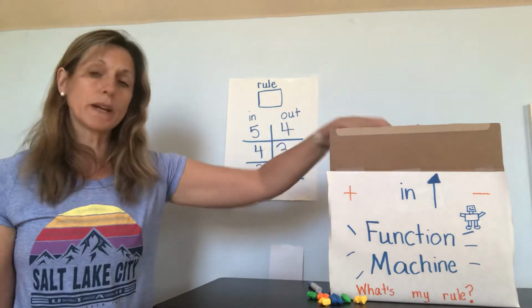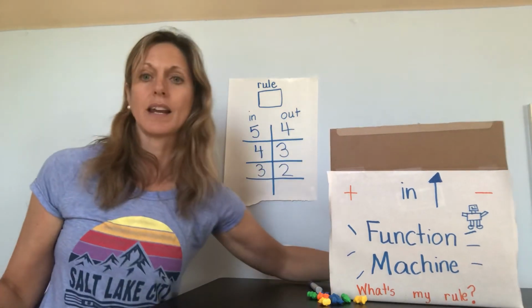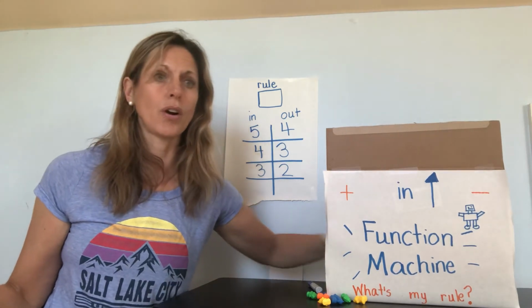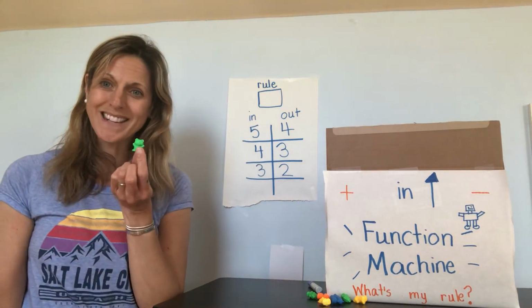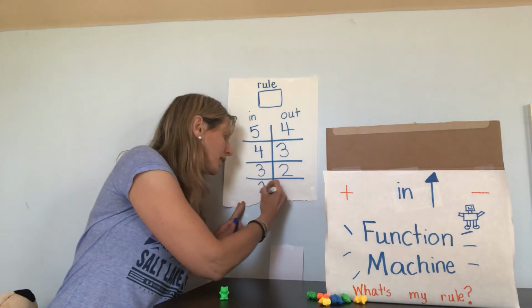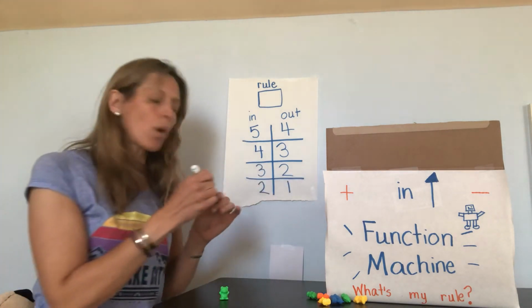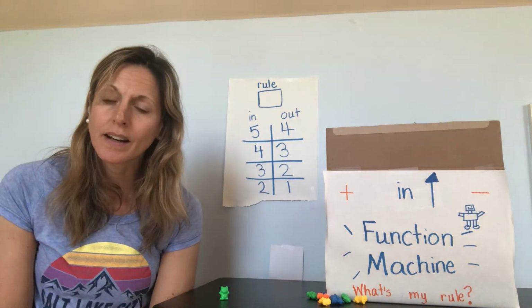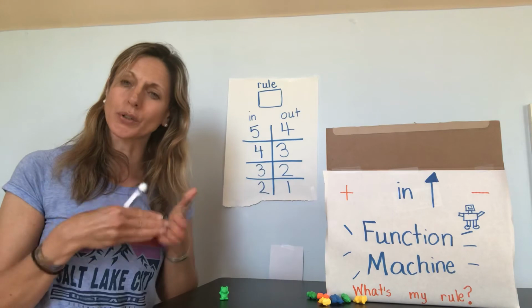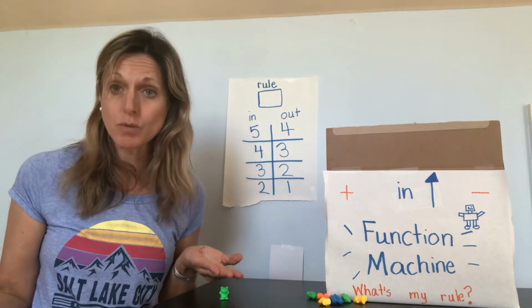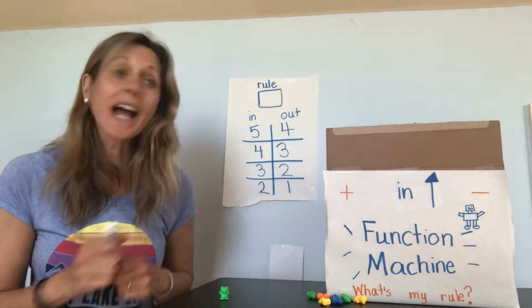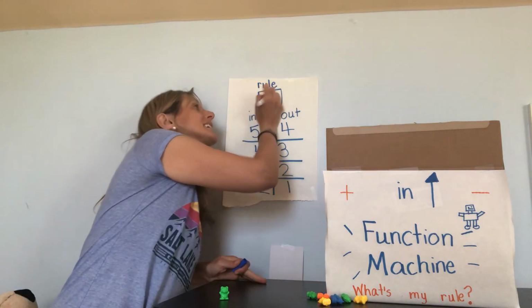I'm going to put 2 bears in. And look how many came out. 1. 2 in, 1 out. What could that rule be? Well, if the out is smaller or less than the in, is it subtraction or is it addition? Right, it's subtraction. It's minus.